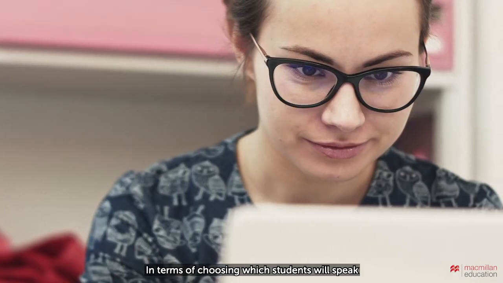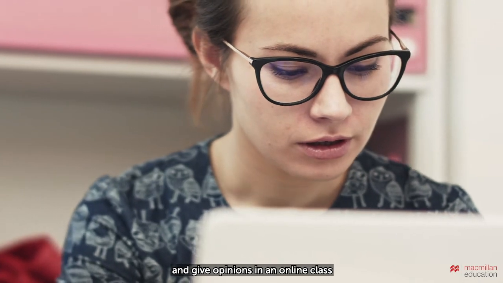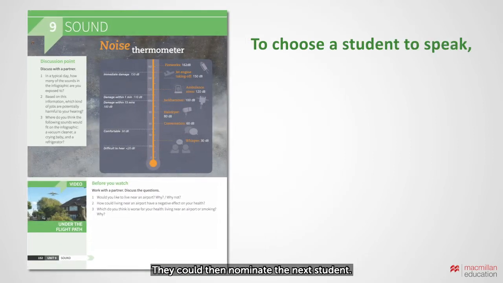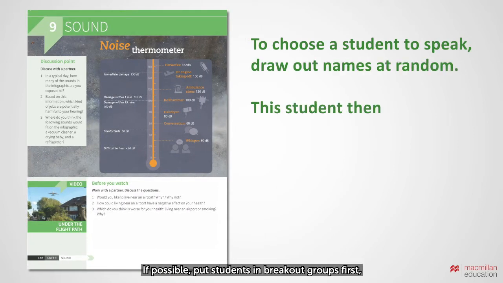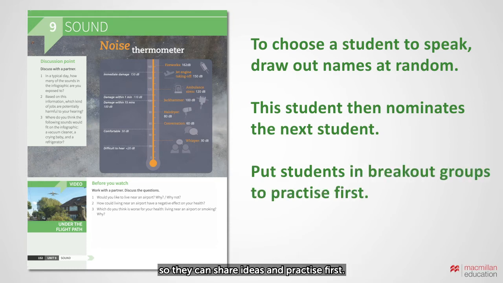In terms of choosing which students will speak and give opinions in an online class, you could draw out students' names at random and they have to then speak for a certain amount of time. They could then nominate the next student. If possible, put students in breakout groups first so they can share ideas and practice first.